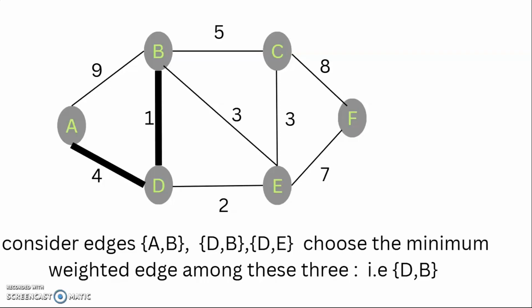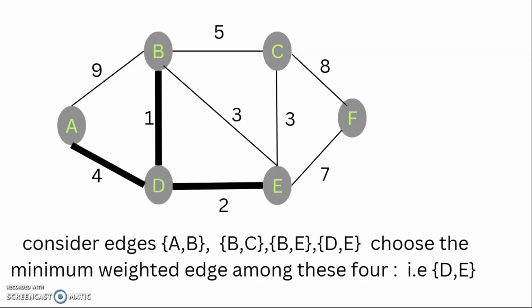So what is the next step? We have to consider the edges which are connected with A and D. So now consider the edges AB, DB, DE. Out of these, we have to choose the minimum weighted edge. So the minimum weighted edge is DB because the weight is 1. So I have chosen the edge DB. It is shown in the highlighted manner.